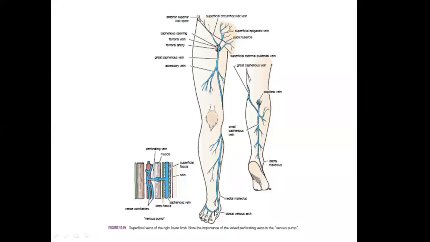You can see here clearly the great saphenous vein arises from the medial aspect of the dorsal venous arch, passes in front of the medial malleolus. You should remember this, that the great saphenous vein passes in front of the medial malleolus, the lower end of the tibia. As is seen in the diagram, this is anterior to the medial malleolus.